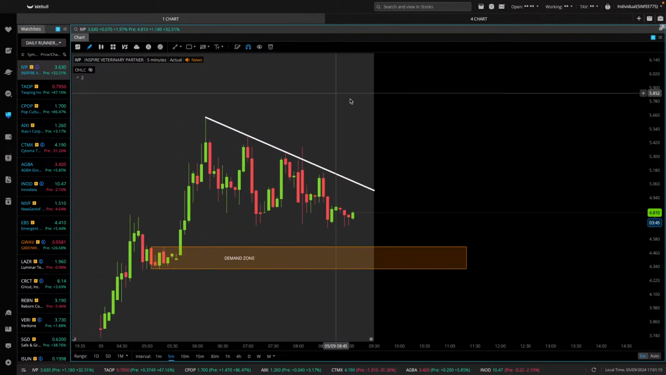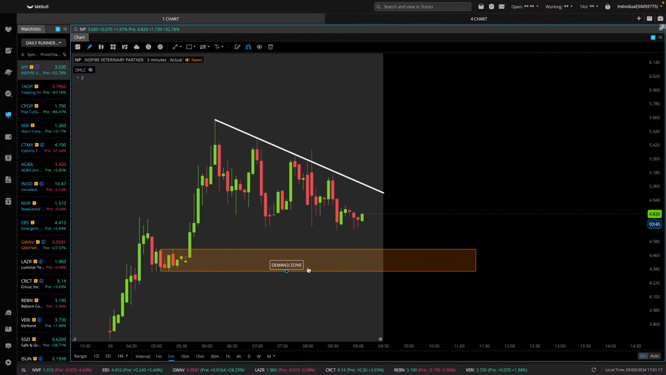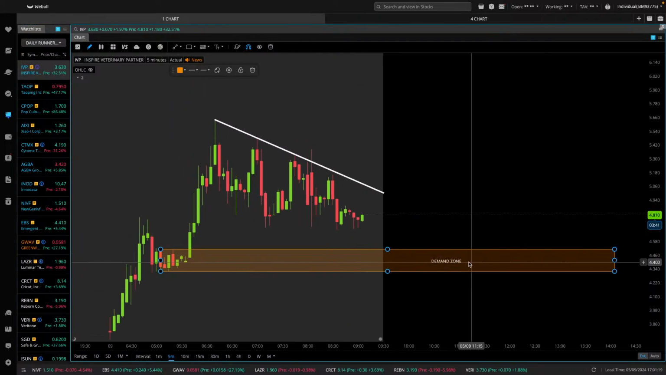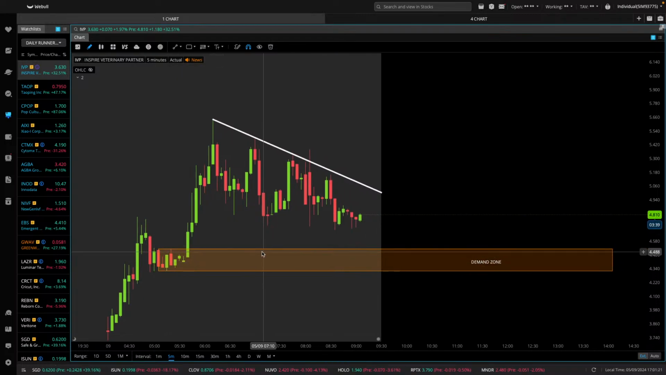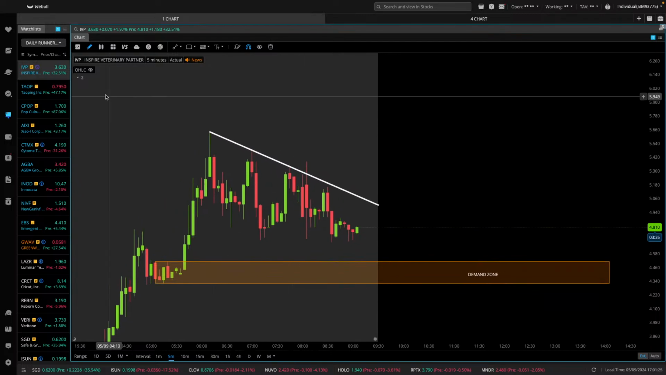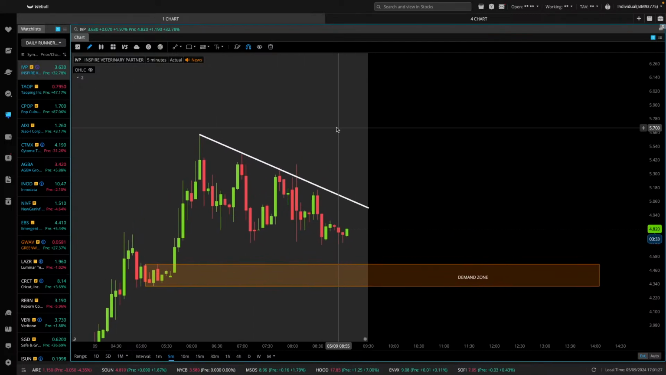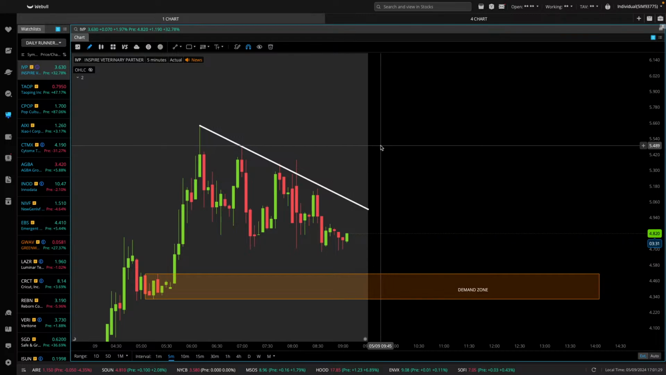IVP. So IVP is still holding this level. I like it as long as it holds this demand zone. In my opinion, I think this will run. There hasn't been any dump since the news. So for me at the moment, I think this is possibly a very good play to look for around open.